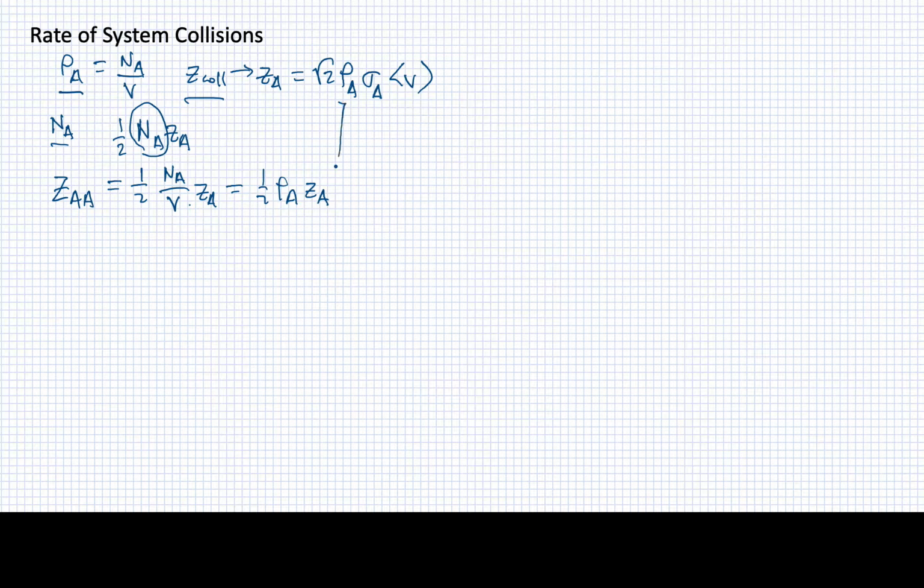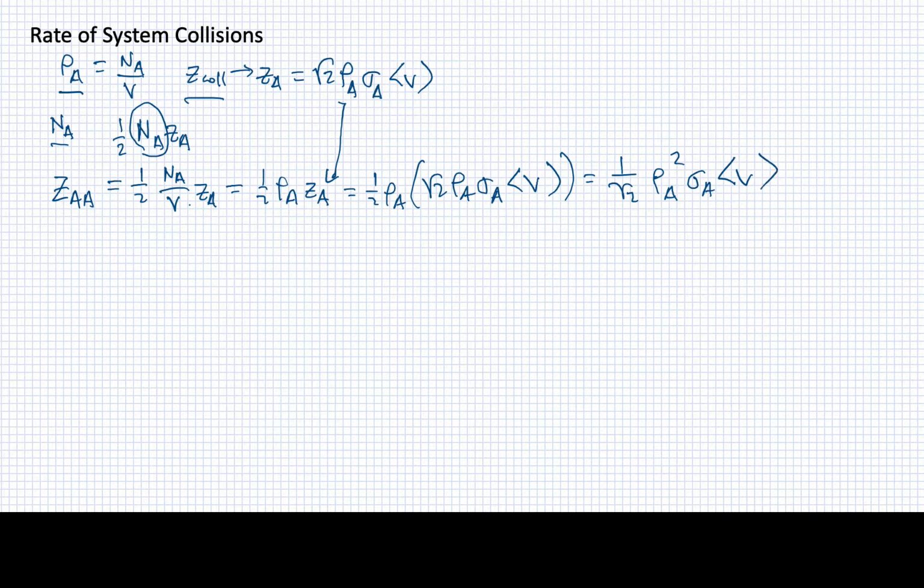But now I'm going to plug this value in for ZA, so I'll have 1/2 times rho A times the square root of 2 rho A sigma A times the average velocity. And when I work all this through, I'll end up with an expression that gives me 1 over the square root of 2 rho A squared sigma A times the average velocity.